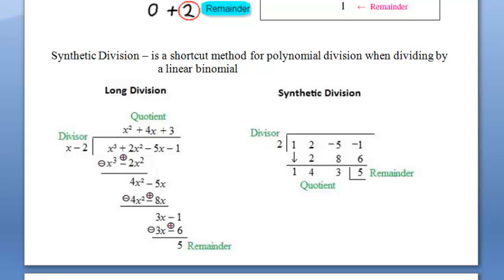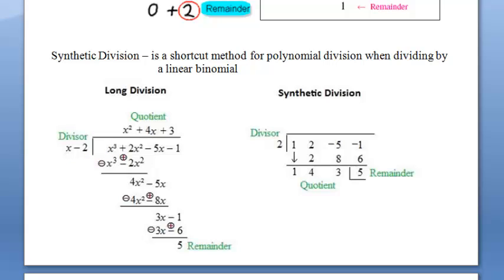Let's look at the definition of synthetic division. It is just a shortcut method for polynomial division when dividing by a linear binomial. That's the key. You have to be dividing by a linear binomial to do synthetic division. In this case, we do have a linear binomial because x minus 2 is a binomial and it is linear. So let's go ahead and talk about these.